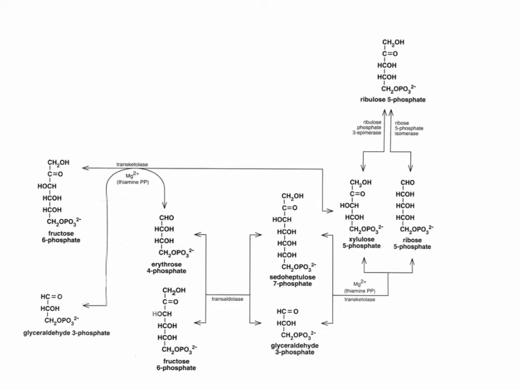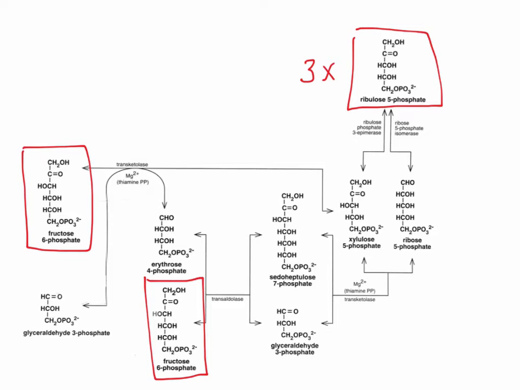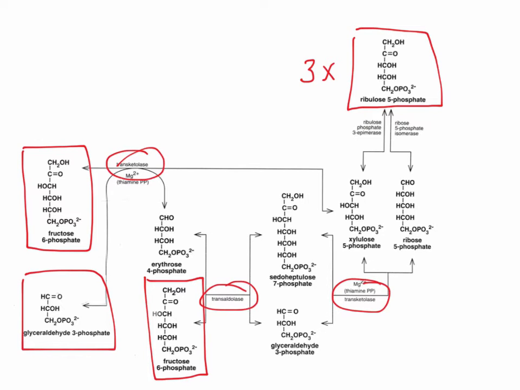However, you should recognize that the pathway can take a net 3 molecules of ribose 5-phosphate and produce 2 molecules of fructose 6-phosphate and a molecule of glyceraldehyde phosphate. The key enzymes in the pathway are transketolase and transaldolase. Transketolase transfers 2 carbon groups, while transaldolase transfers 3 carbon groups.